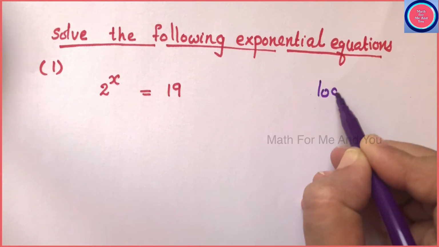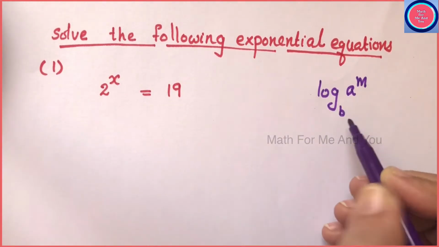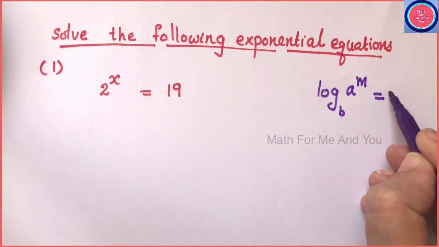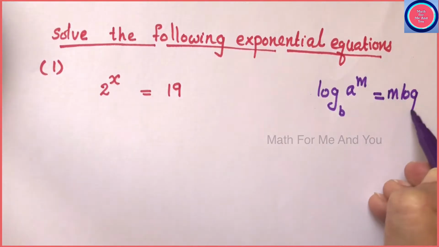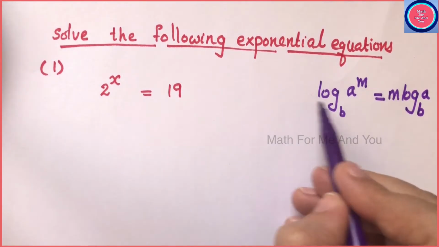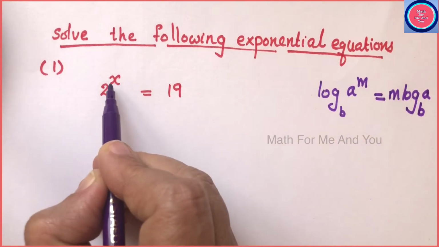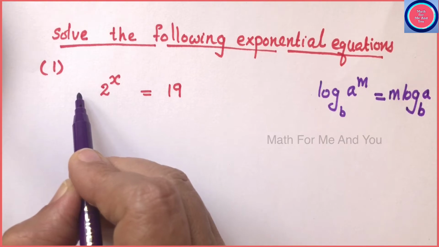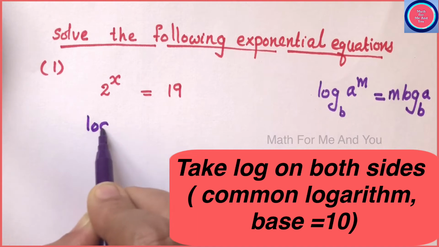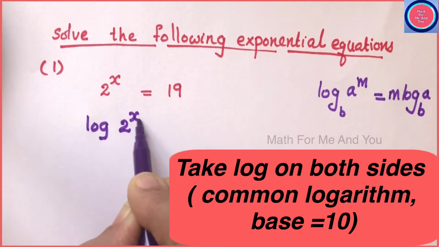So we use one of the logarithmic laws: log a power m to the base b is equal to, what we can write? We can keep m, the power, in front of the logarithm and write m times log a to the base b. That means we can shift m and write it as the coefficient. So when we take logarithm in the given question, we can move x and write it as a coefficient of that term. So the step here is we take logarithm on both sides of this type of equation.